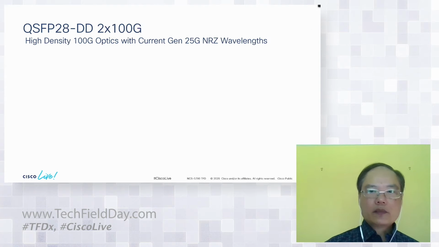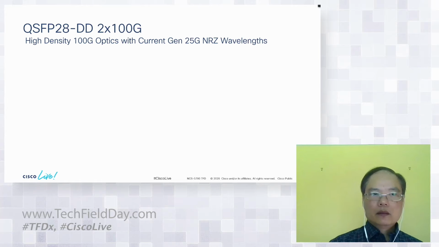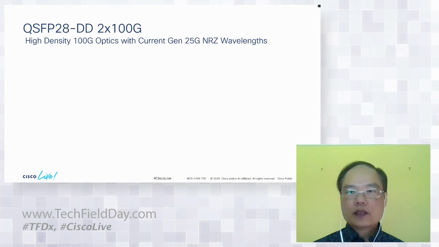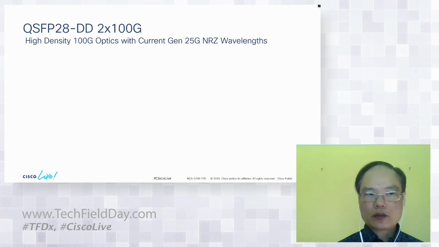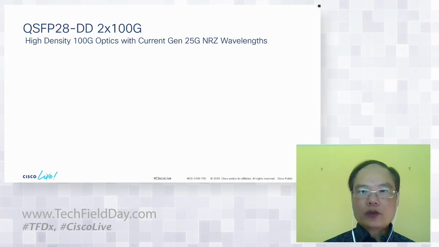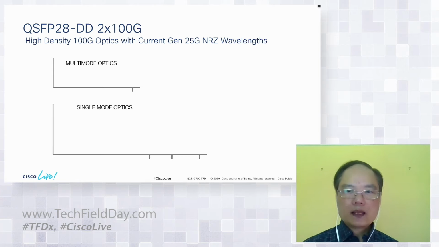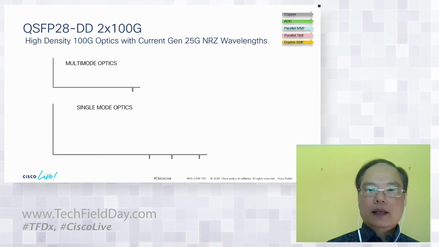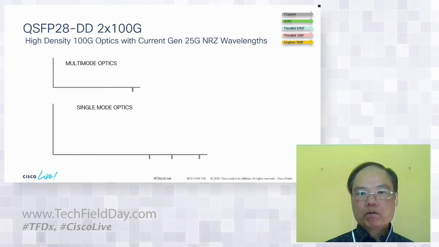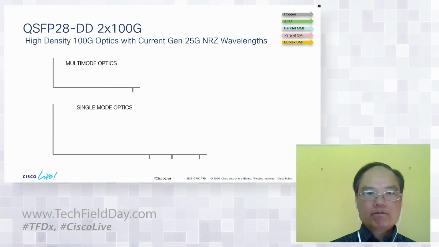And another aspect of it is, in some current deployments, there are a lot of current generation 100 gig optics, which are still using 4 by 25 gig NRZ wavelengths. So there's a need for higher density support of these optics in the new line card. These optics are available in QSFP28-DD form factor, supporting both multimode fibers and single mode fibers, and they can be parallel or duplex.